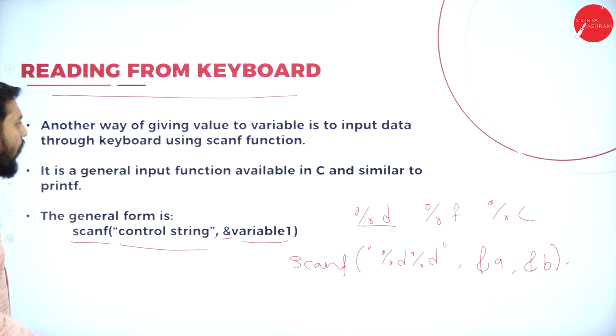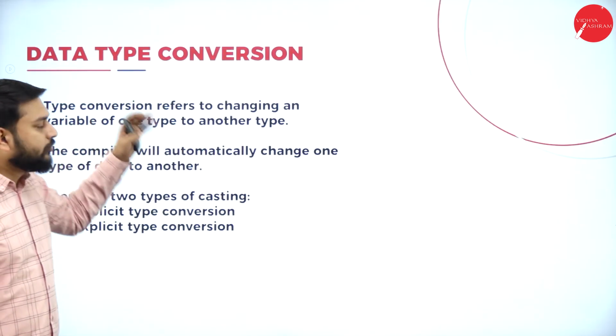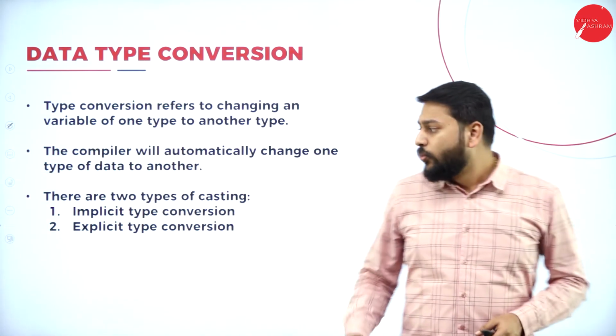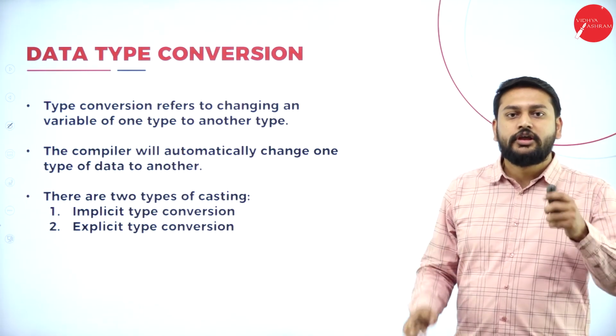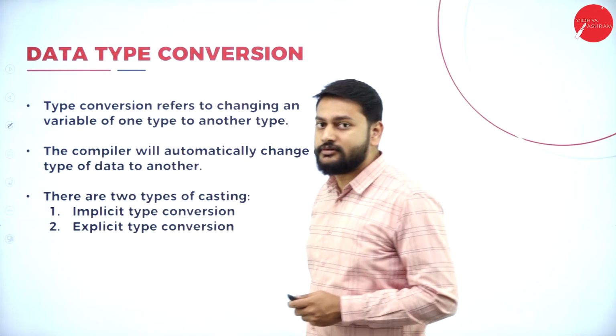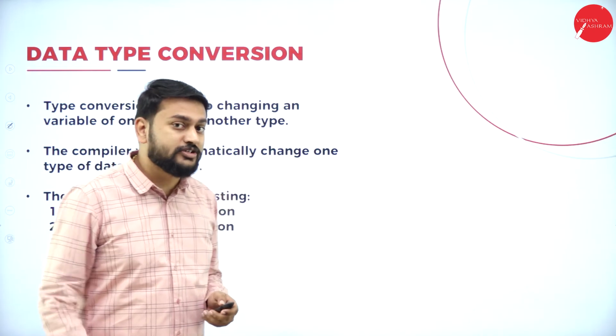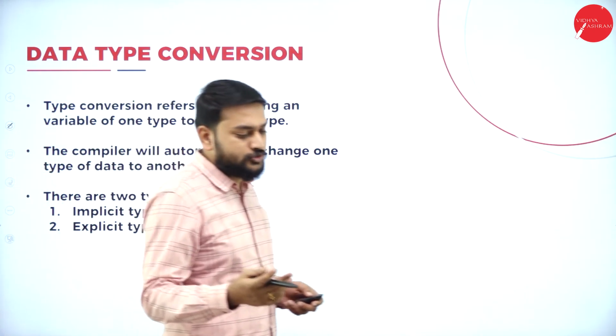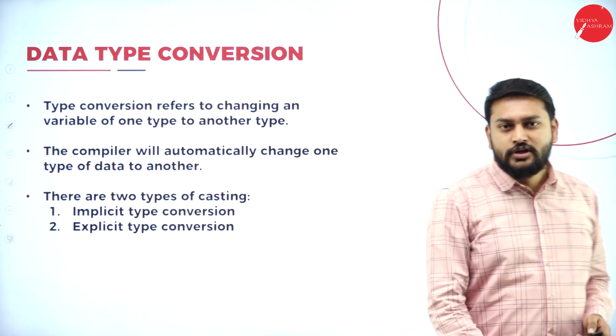What next? I have data type conversion. There are 2 types of conversion, sir. Data type conversion means implicit conversion and explicit conversion. How many types of conversions are there? Implicit conversion and explicit conversion. We have 2 types of conversions.